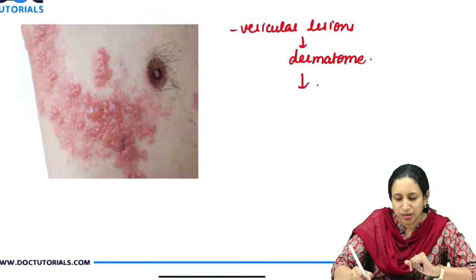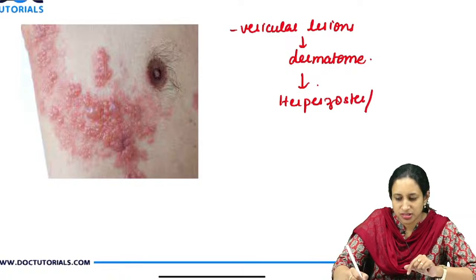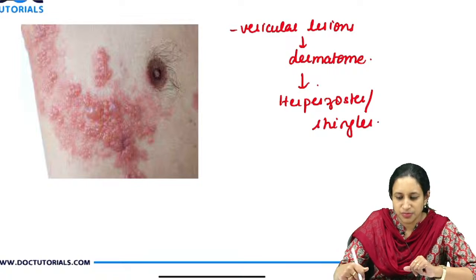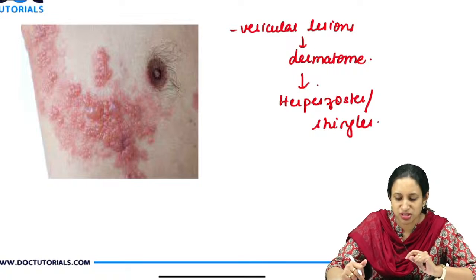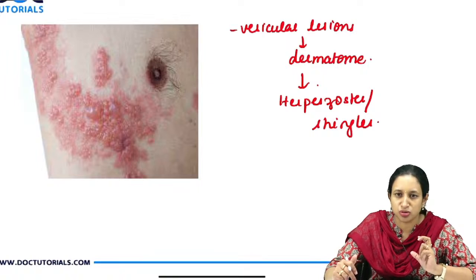And this is nothing but your herpes zoster, also known as shingles. So herpes zoster or shingles, this is what you have to remember. For this particular image, you can see that there is an involvement of dermatome. Vesicular lesions involving a dermatome is very consistent with herpes zoster or shingles.